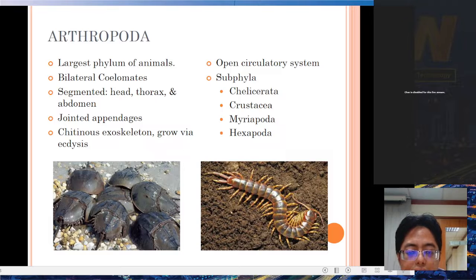And for subphyla, we have Chelicerata, something that has feeding appendages near the mouth. Crustacea, anything that has a shell outside, just like crabs. Myriapoda are the ones with many legs. Myria means a lot. Hexapoda are the six-legged.